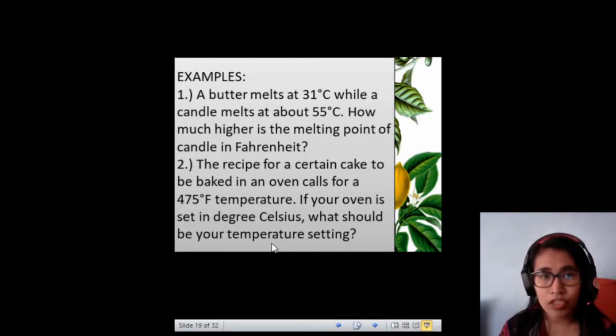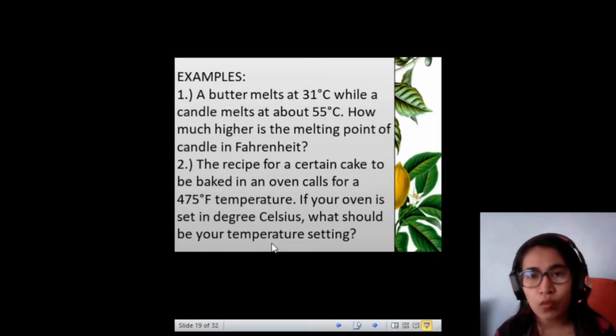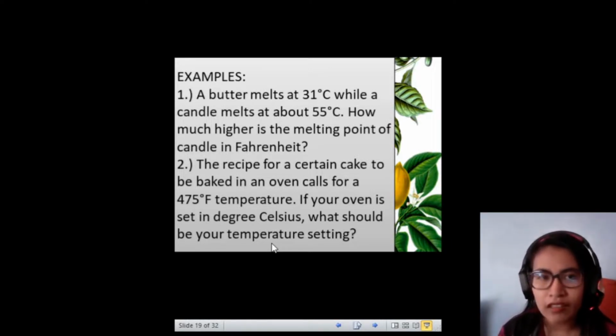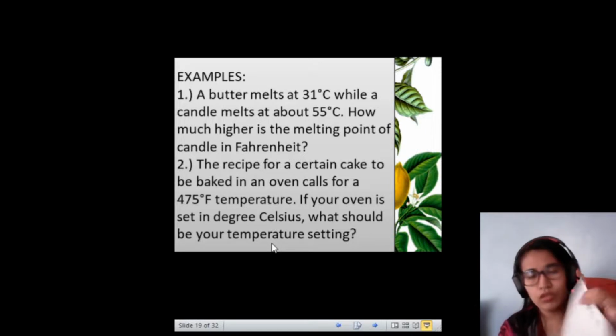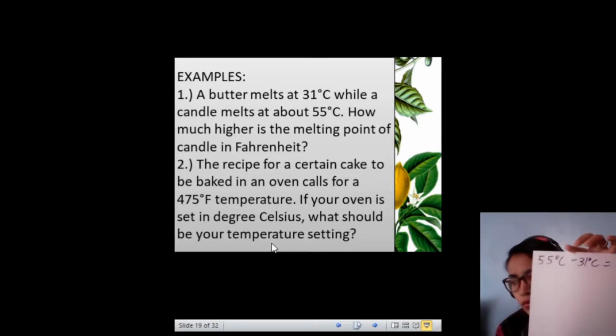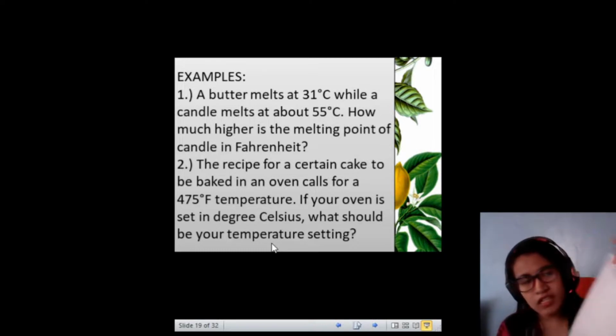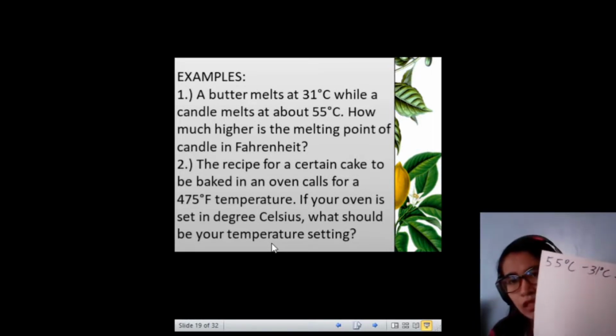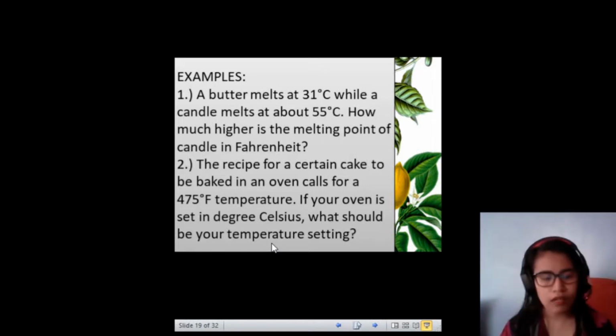Since it asks how much higher, we need to subtract first that 55 degrees Celsius minus 31 degrees Celsius before we convert it into Fahrenheit, because the question is in Fahrenheit. So 55 degrees Celsius minus 31 degrees Celsius is equal to 24 degrees Celsius. And we need to convert that now into degree Fahrenheit.